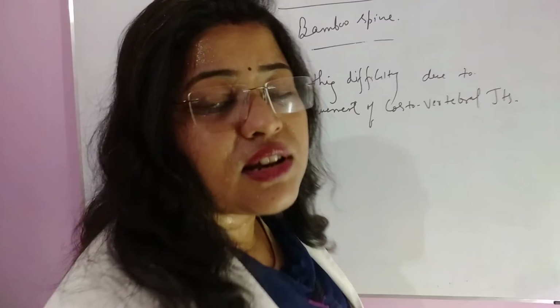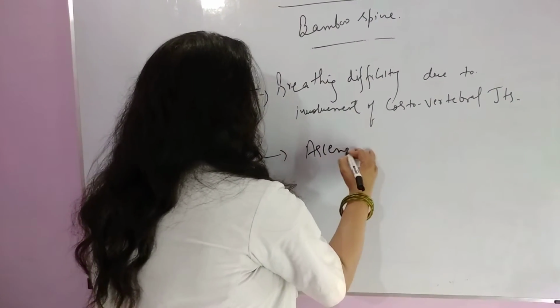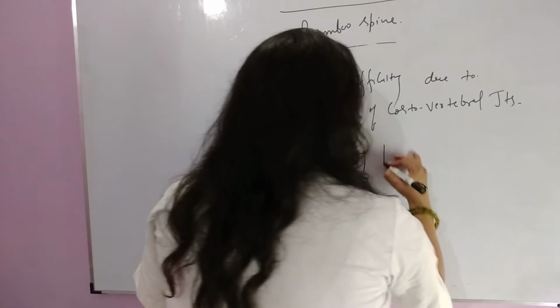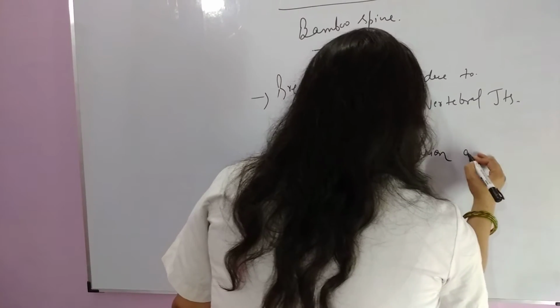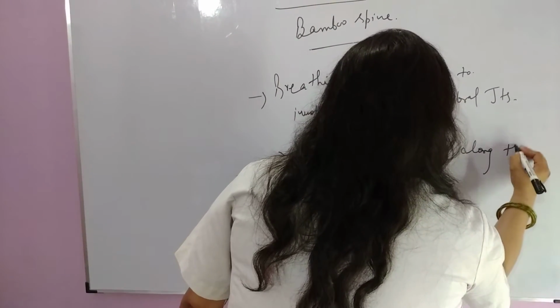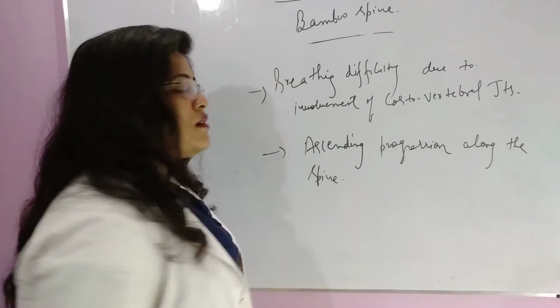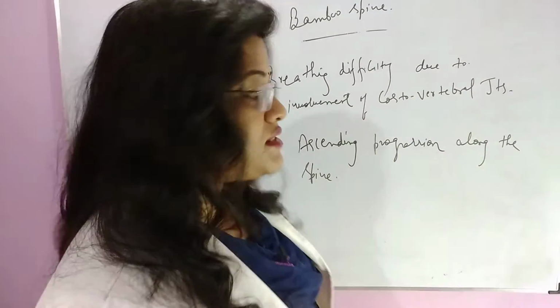And its progression is ascending type. Ascending progression along the spine. These are the clinical features of ankylosing spondylitis.